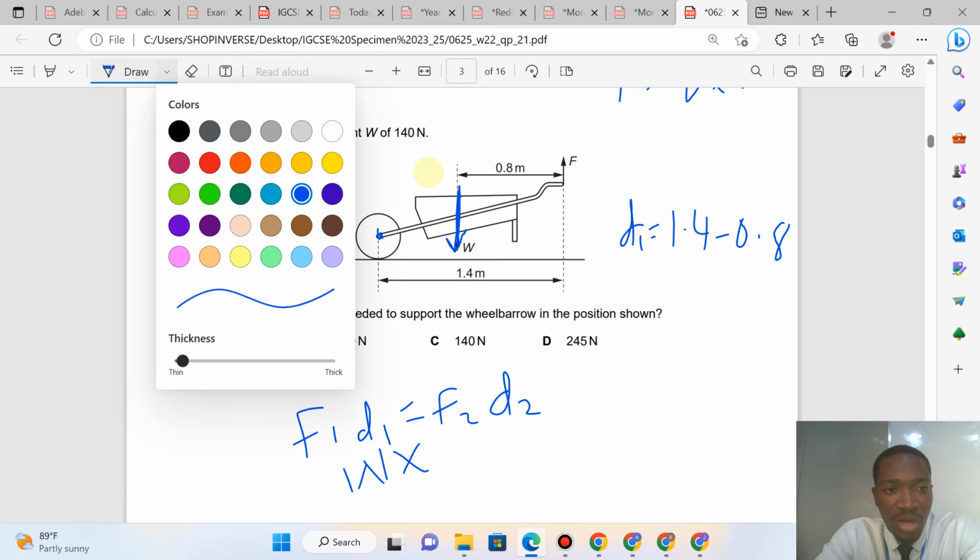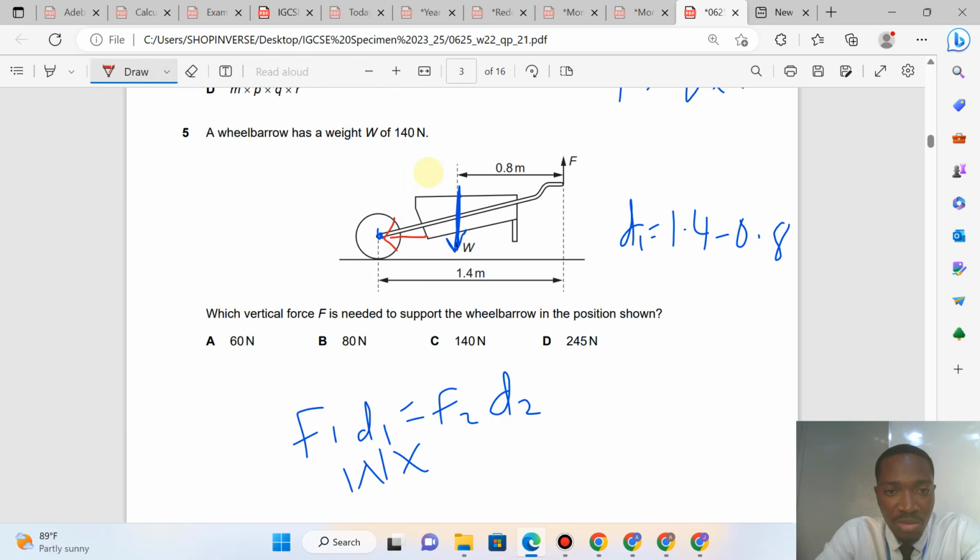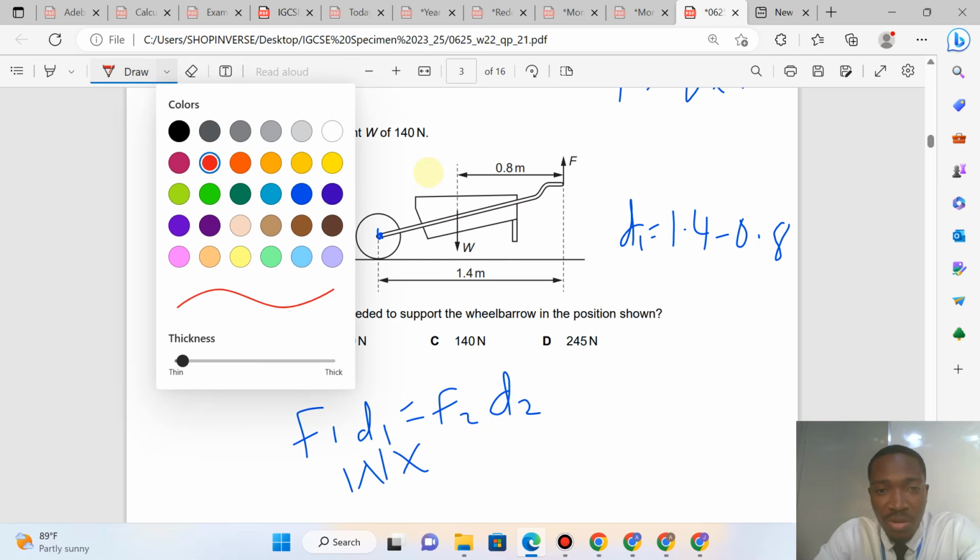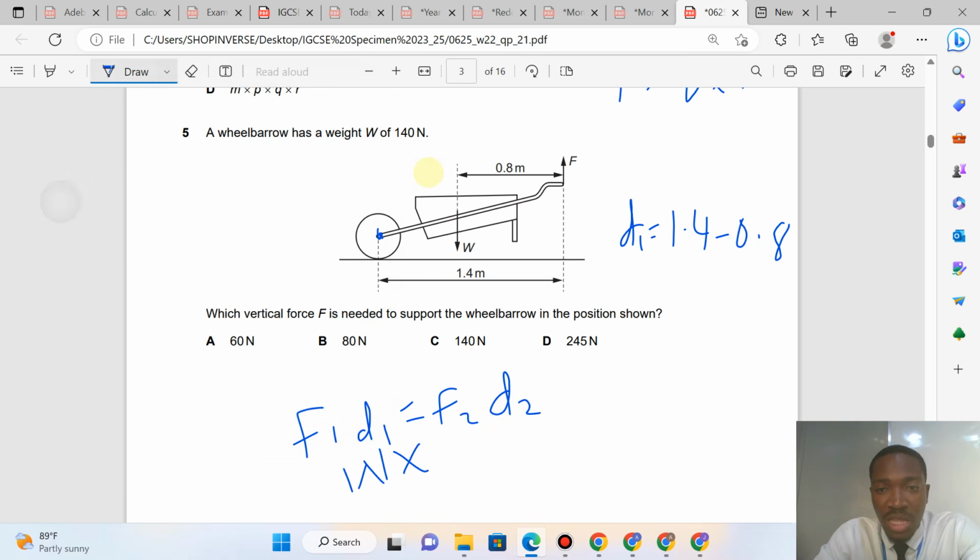Let me use a different color of marker so everything does not look mixed up. The distance between the pivot and W is D1. You get it by subtracting 0.8 from everything. When you remove 0.8, you get the remaining, which is D1. So let's remove all of this and solve the question. 1.4 minus 0.8 will give us 0.6 meters. That's your D1.